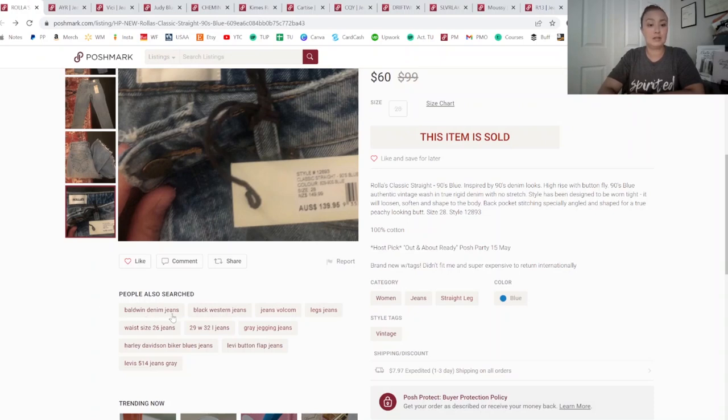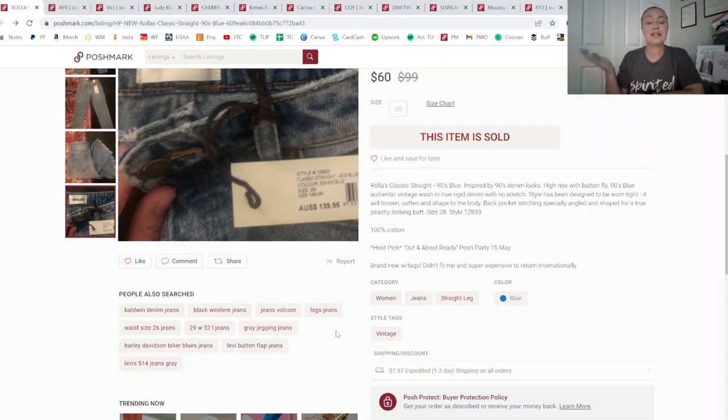Baldwin denim jeans, black western jeans, Volcom, legs jeans. What does that mean? Waist size 26 jeans, 29W32 I for inseam jeans, gray legging jeans, Harley Davidson biker blues jeans, Levi button flap jeans, Levi's 514 jeans gray. This is some really good information. Now, these aren't all the shockers. There's lots more. I think the shocker of this particular group is legs jeans.